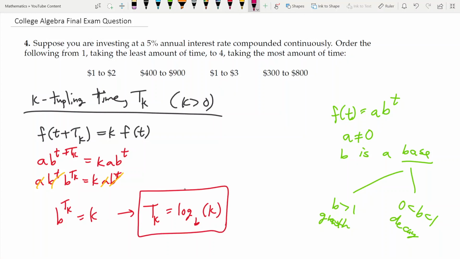And then you can get several other nice consequences of this. Let's say if you have alpha and beta positive, then T alpha beta is just log base b of alpha beta.